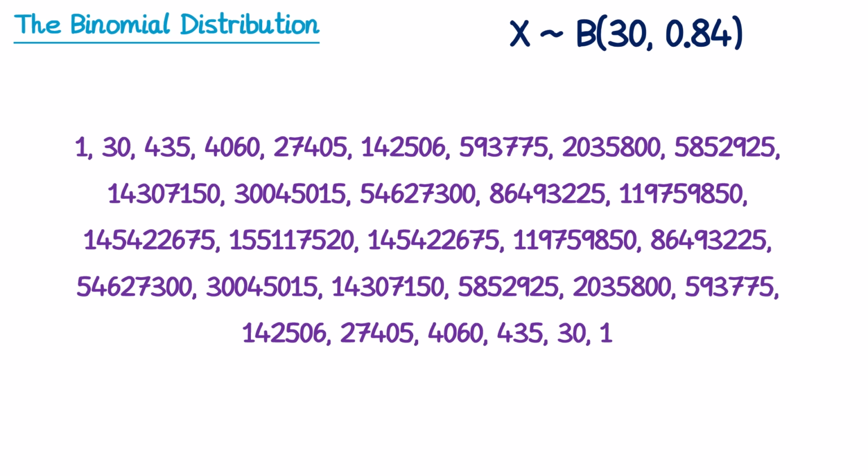However, when n is a particularly large value, like this distribution here, it becomes problematic. For this one, n is 30, which means we need to use the 30th row of Pascal's triangle, which actually looks like this. Fortunately, there is a way to speed up this process.